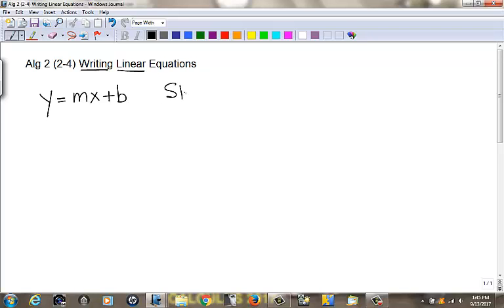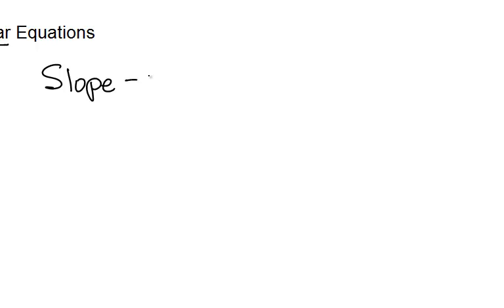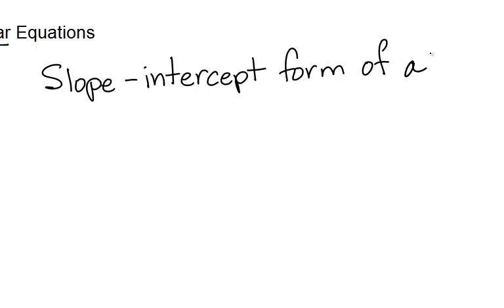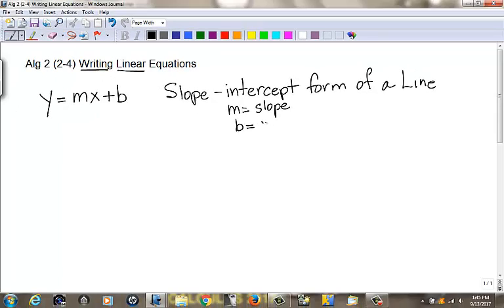Slope-intercept. Okay, slope-intercept form of a line. And remember the m is the slope, and the b is the y-intercept. That's where it crosses the y-axis.